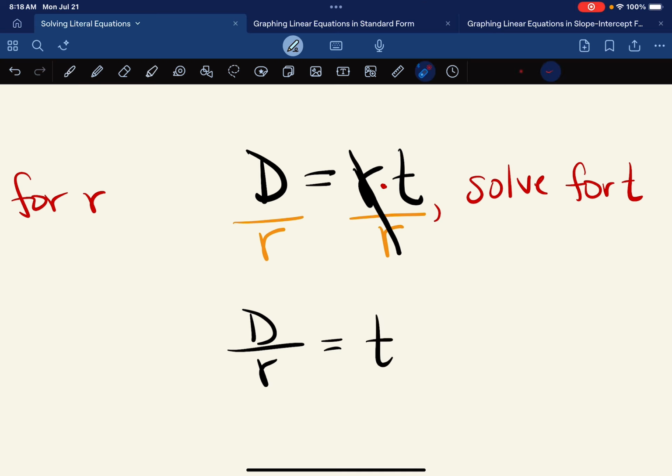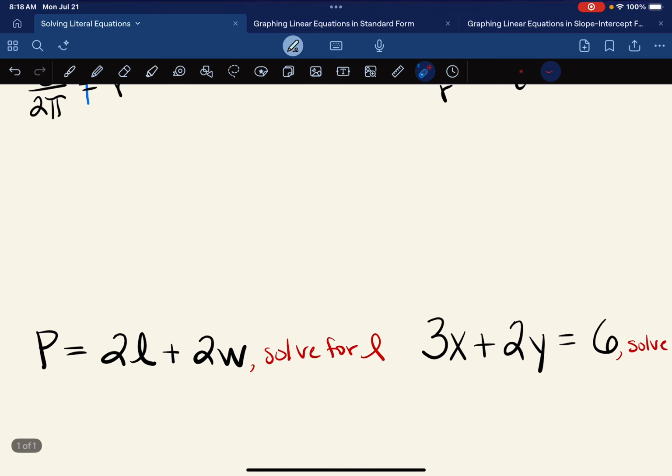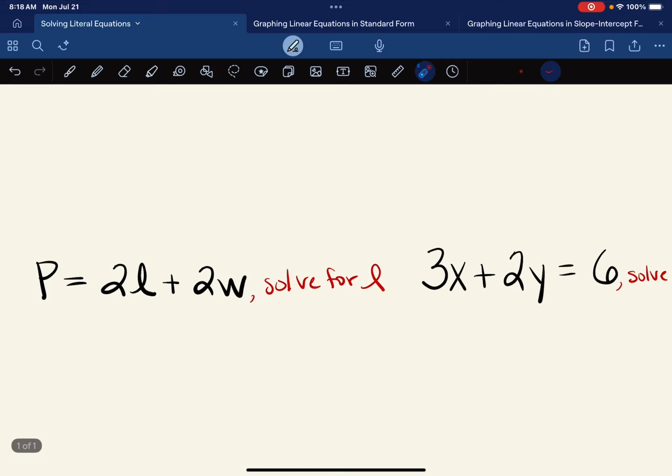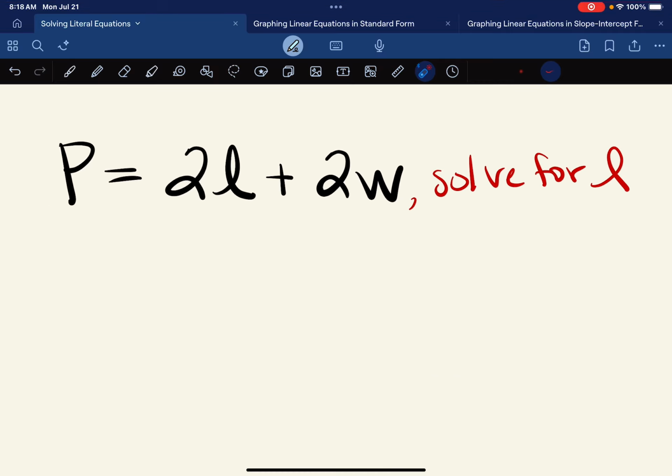So if you want to know the time that it's going to take to travel somewhere, you just take the distance that you will be traveling and divide by the rate that you're driving or walking or cycling, whatever that may be. All right, so these next two problems are a little more advanced. This one right here says perimeter equals 2 times the length plus 2 times the width. So I'm going to start here by drawing my vertical bar. And in this problem, hopefully you notice that we not only have multiplication, we also have addition.